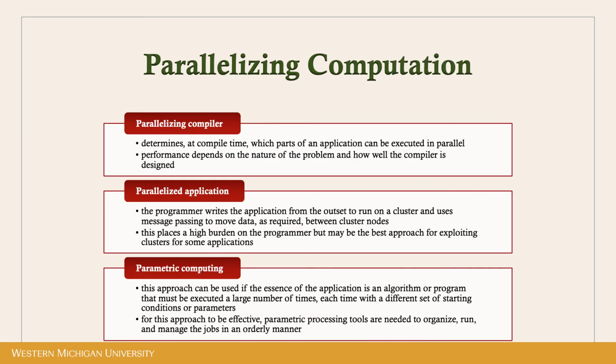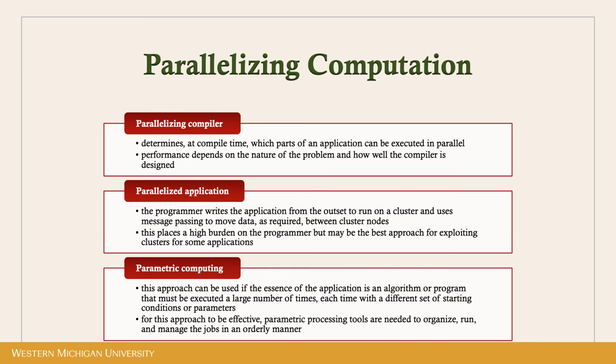Now, in some cases, to use a cluster effectively, we want to end up executing software from a single application in parallel. And there's a few different ways we can go about making that happen. We can use a parallelizing compiler, right? So this determines at compile time which parts of the application can be executed in parallel, and then splits those off and assigns them to different systems in the cluster.